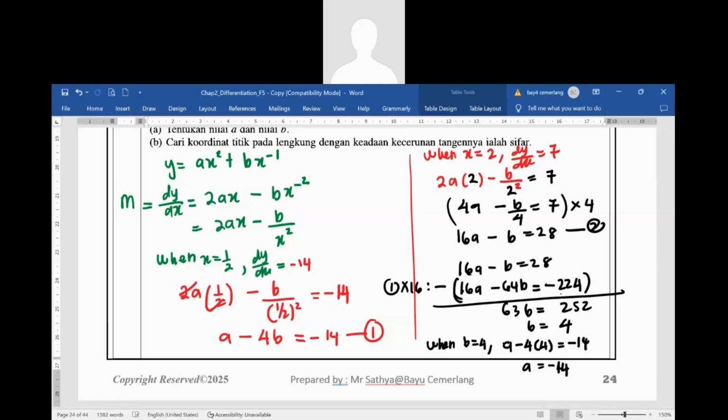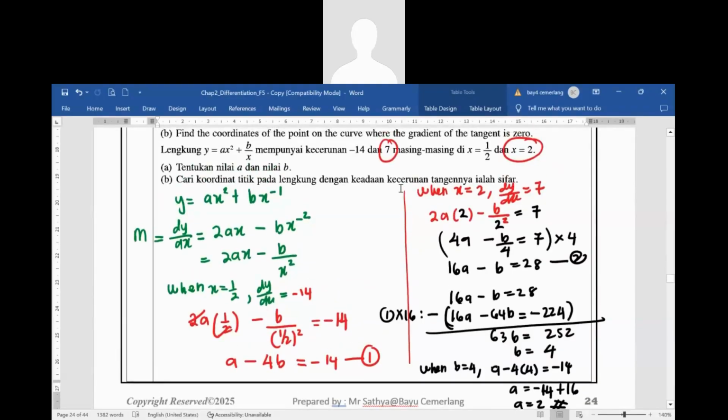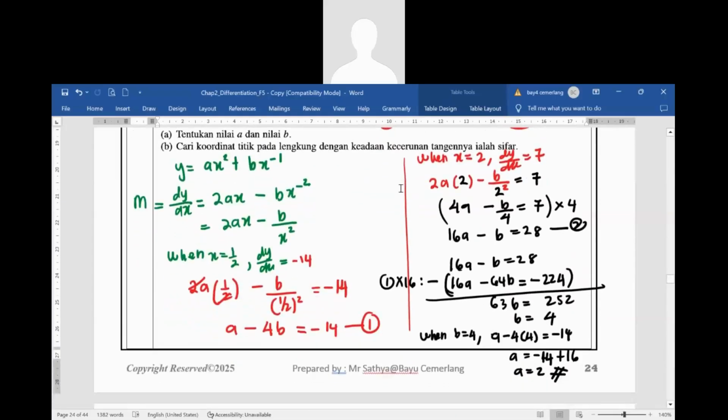Negative 14. Negative 4 times 4 is negative 16. Go there, positive 16. So 16 minus 14, a is equals to 2. Okay. This is the answer for part A. So let me know you done with part A or not.